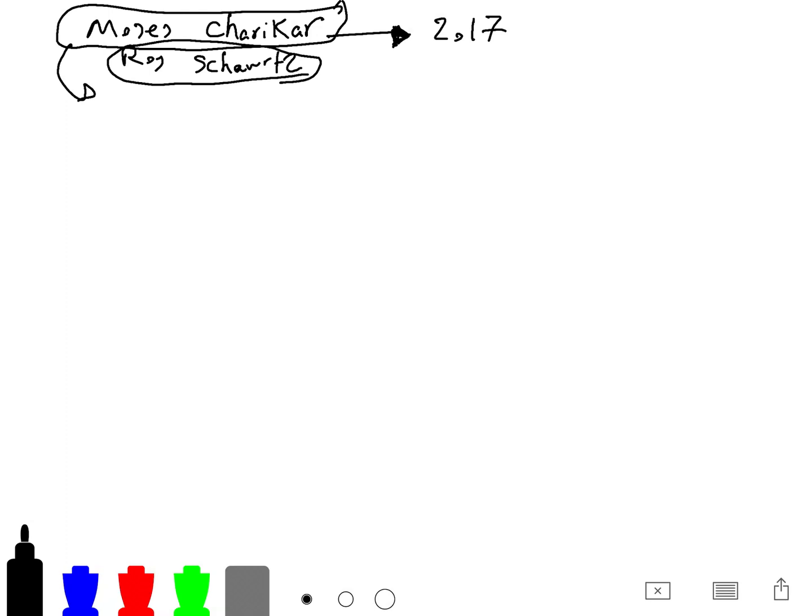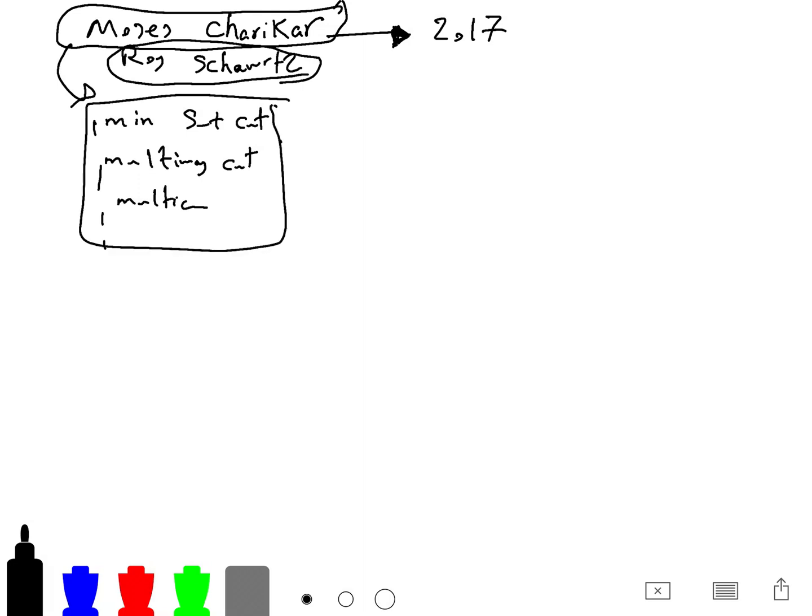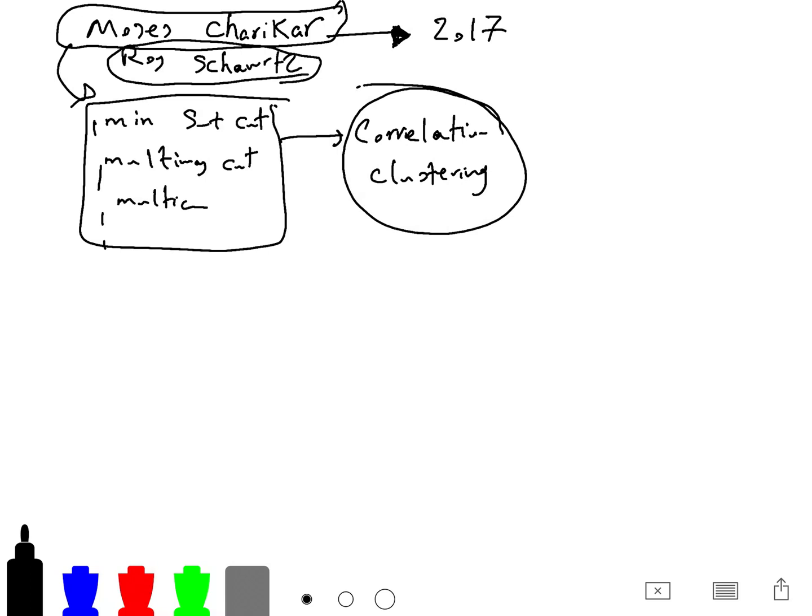But his examples in Simons Institute are very interesting. And he showed how we can look at min s-t cut. You should watch his video on Simons Institute, multi-way cut, multi-cut. Many problems can be formulated as correlation clustering. The origin of correlation clustering is from machine learning, but nowadays you can see it is very interesting. It can be a good primitive for many problems in graph theory.